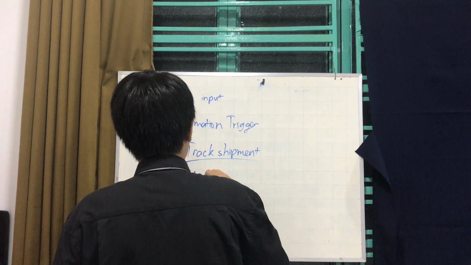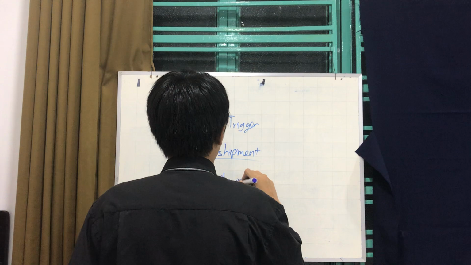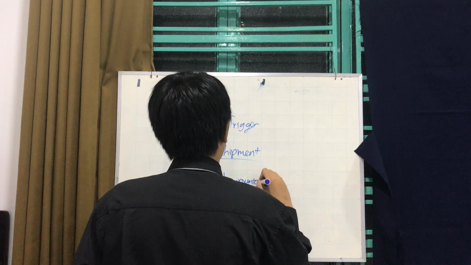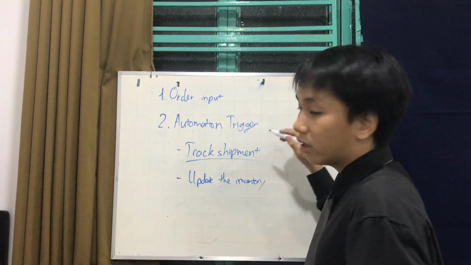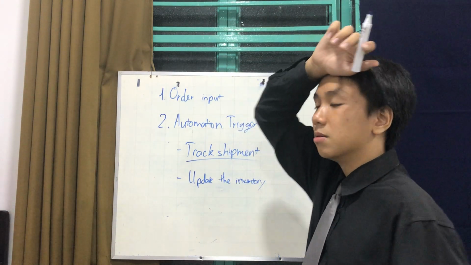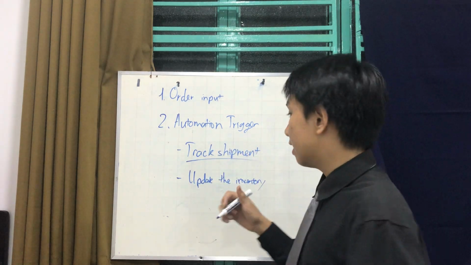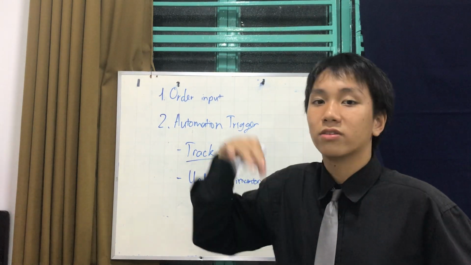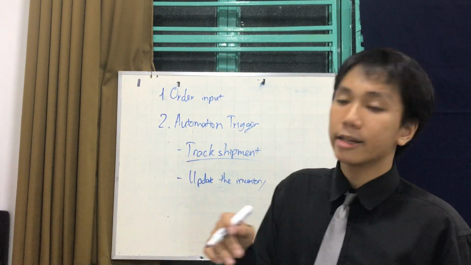Then update the inventory. So it will update the inventory when the system has identified that the package is out of the inventory. It will update the inventory from 100 to now 99 in stock.